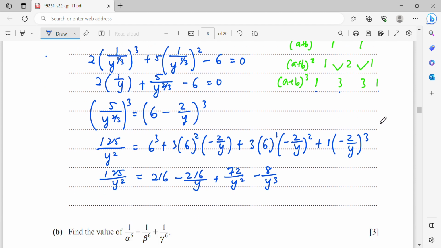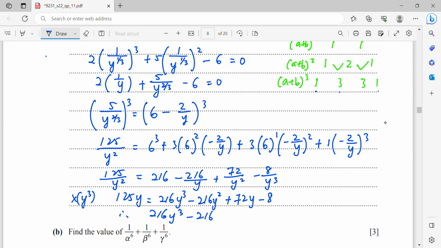Now from here to get the cubic equation, we times y cubed to the whole equation. So the left hand side will be 125y equals to 216 y cubed minus 216 y squared plus 72y minus 8. Now rearrange it to get the final answer. 216 y cubed minus 216 y squared. So 72y minus 125y, it will be negative 53y. Then minus 8 equals to 0. So that is the cubic equation.